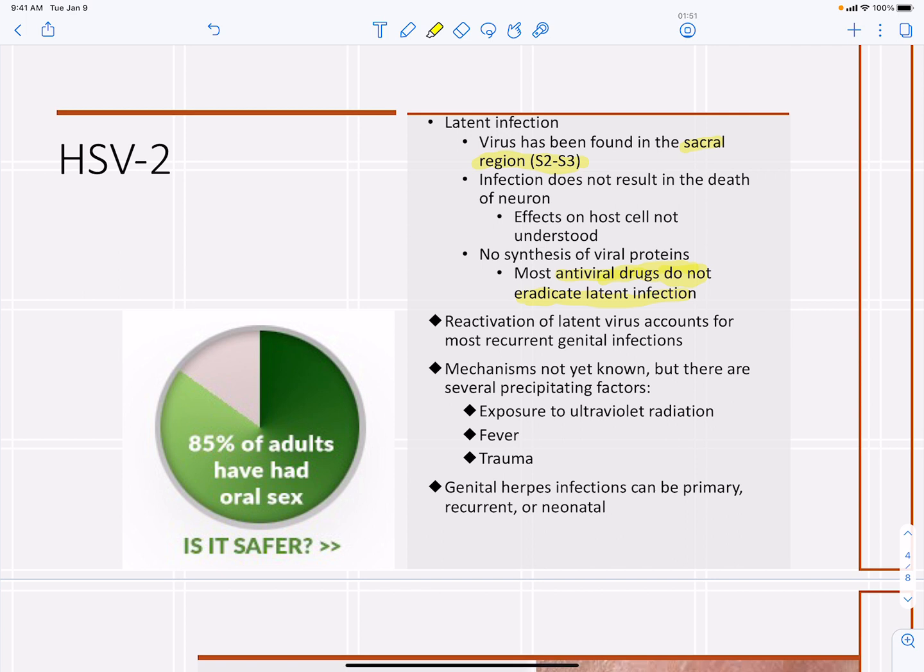Reactivation of latent virus is the most common cause of recurrent genital infections. There are some precipitating factors. Exposure to UV light, fever, and trauma can all be triggers to reactivate. Genital herpes infections are primary, recurrent, or neonatal.